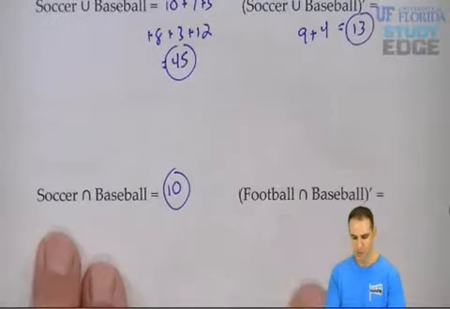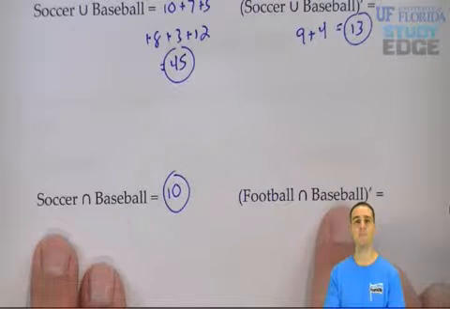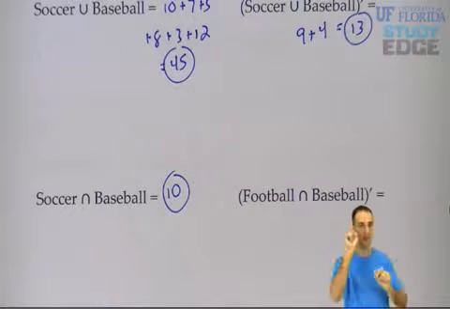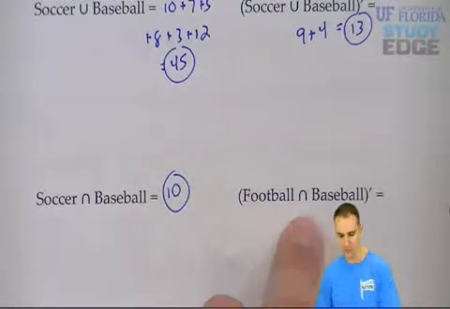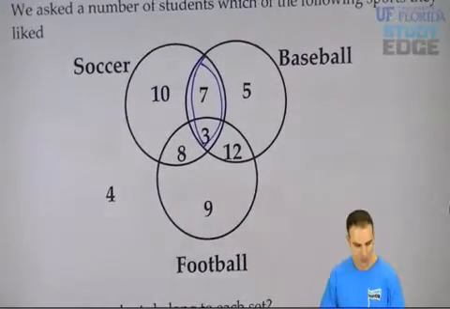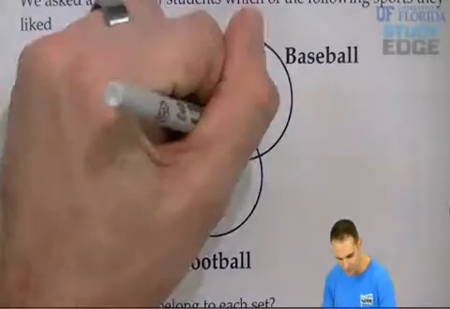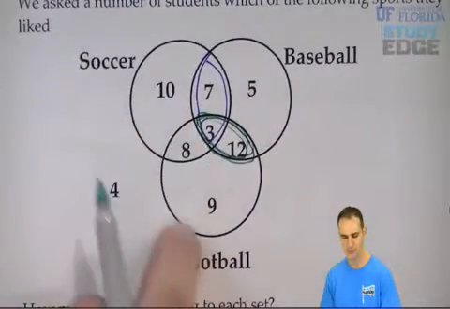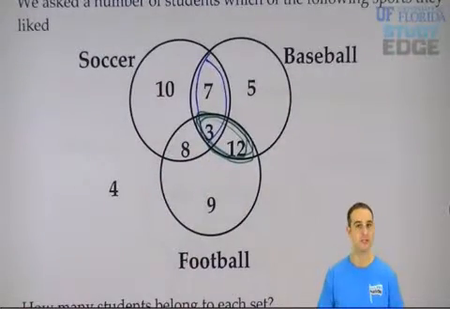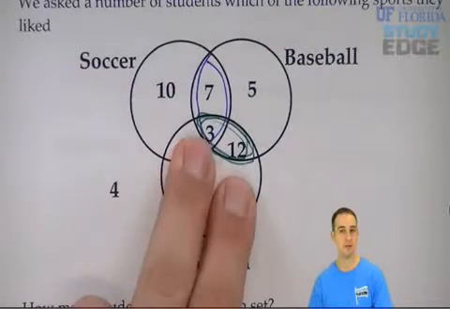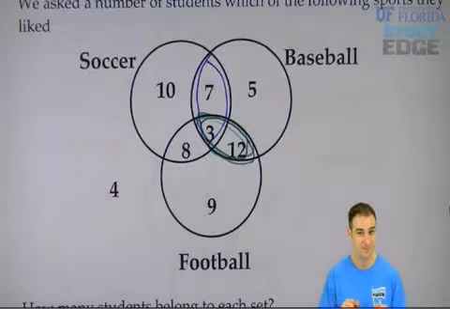One more. Football intersect baseball, but then we want the complement of that. Remember, you work what's inside of parentheses first. What is the intersection of football and baseball? Looking at football and baseball, it looks like they have 3 and 12 in common. Those are what overlap between football and baseball. 3 and 12 would be the intersection. So if they wanted football intersect baseball, it would just be 3 plus 12, which is 15.